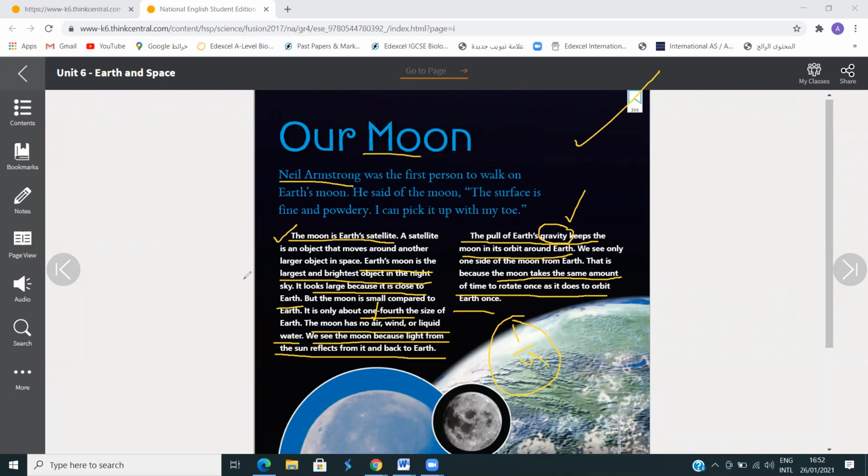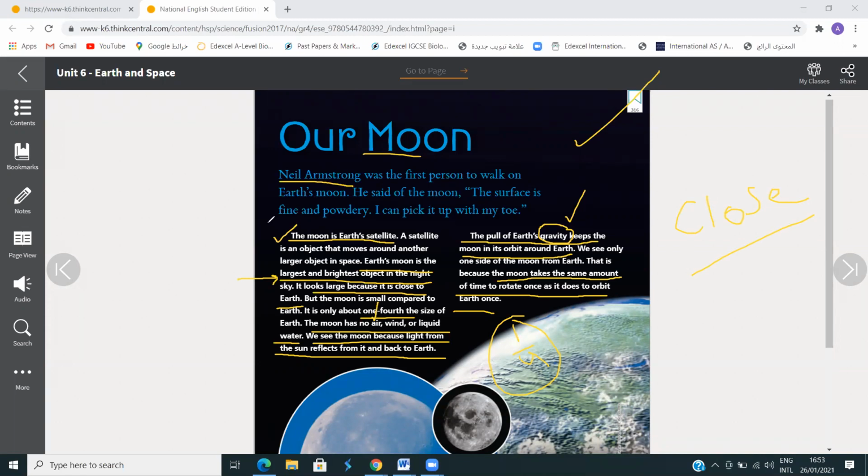Why is it large? Why does it appear large? Because it is close to the earth, you know? Because it is close to the earth. Understand? It's close to the earth. Okay, thanks. Thanks a lot.